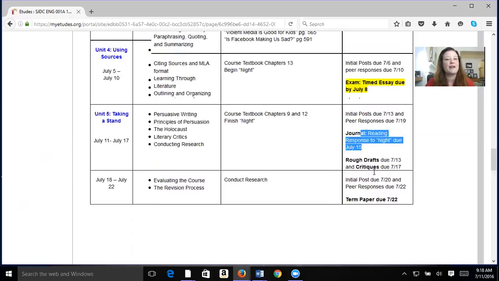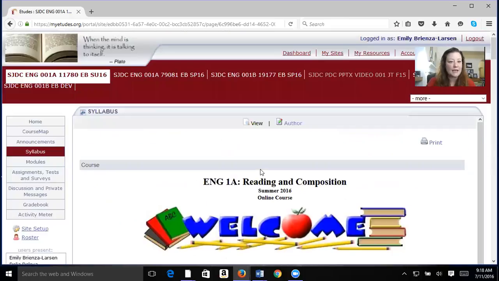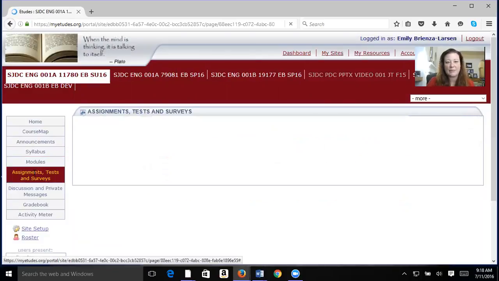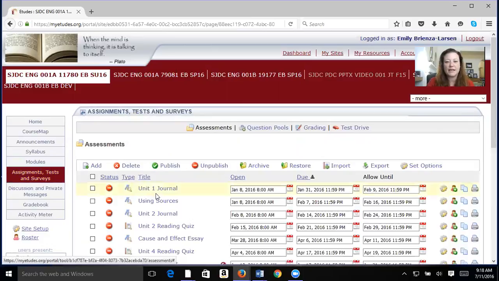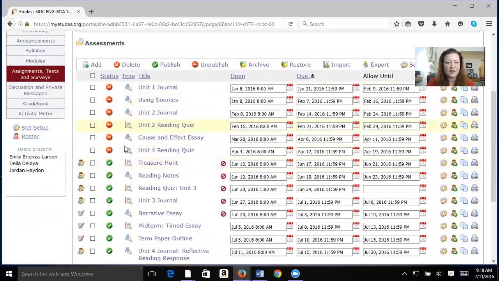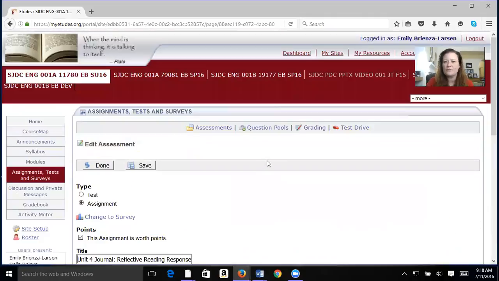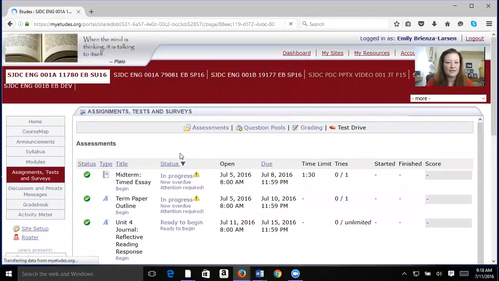First, well, let me open it up. I need you to compare and contrast two different outside sources on what they have said about Night. So here, let's open the assignment page. Click on assignments. Again, I don't think you should see any of these red ones. So Unit 4, here it is. Unit 4 Journal, Reflective Reading Response. I should look at it like you guys do.